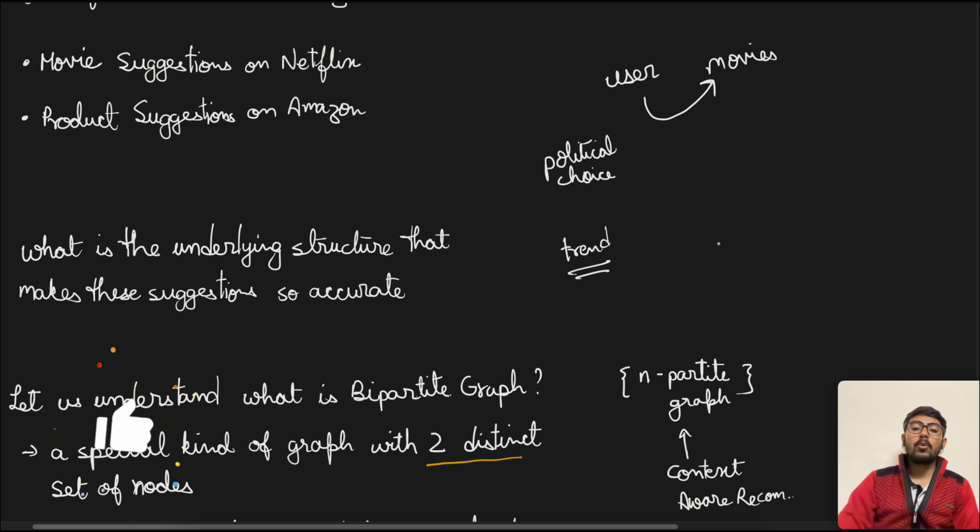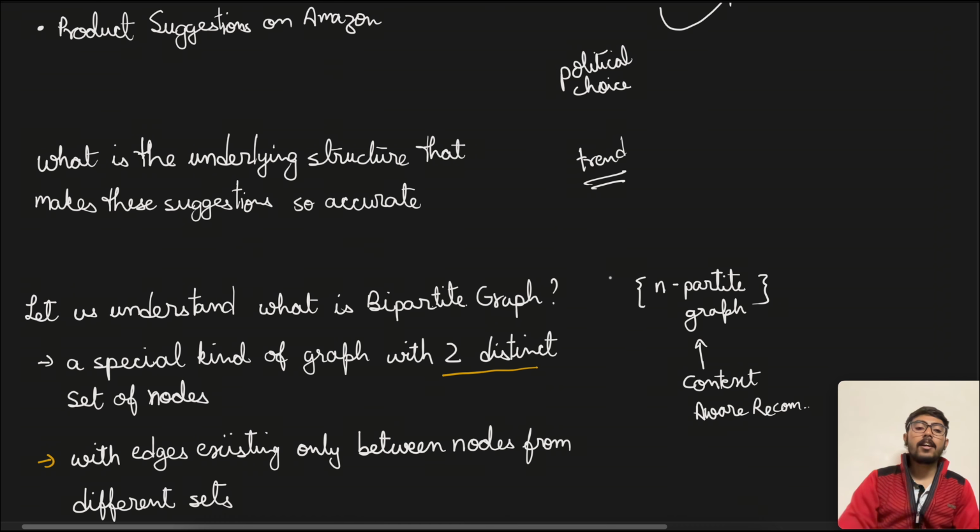So if we want to make a more context aware recommendation, then there can be a situation of an n-partite graph, which will be handled in a similar way as we are going to see next. In the bipartite graph, the edges exist only between the nodes from different sets. So there will not be a case of an edge existing between two nodes of the same set.